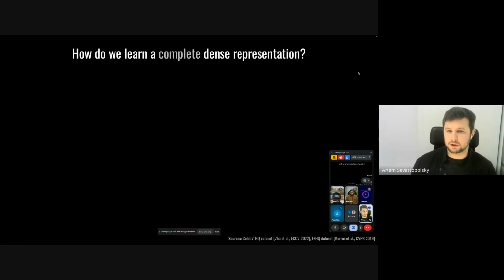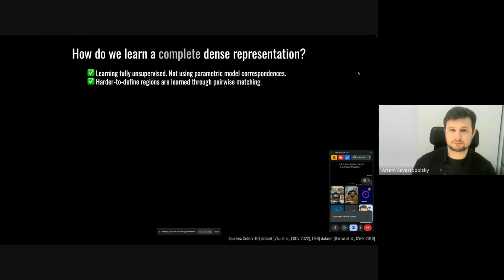So in our method, we try to find a dense representation which is more complete. And by this, we mean that we do not use any parametric model correspondences. Instead, we try to learn the embeddings fully unsupervised. What we mean by that is the observation that if we have a few views of the same person from different viewpoints or in different expressions, it is only enough to know for some of the points where they match on the other view.